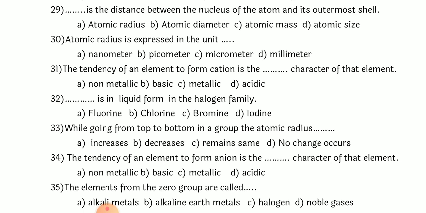31. The tendency of an element to form cation is the dash character of the element. What does the tendency of an element to form cation mean? It means it is losing electrons and becoming positively charged. And who loses electrons mostly? Metallic elements, so they show metallic character. So the tendency of an element to form cation is the metallic character of that element. Metals lose electrons, and when they lose electrons, they become cations.